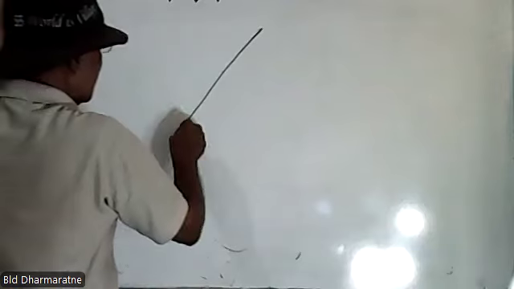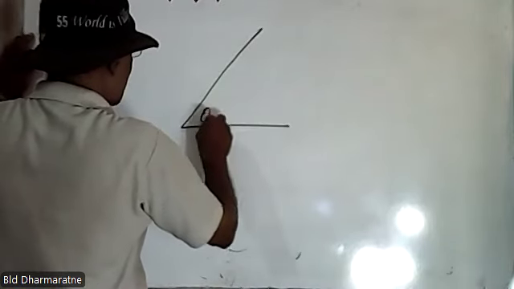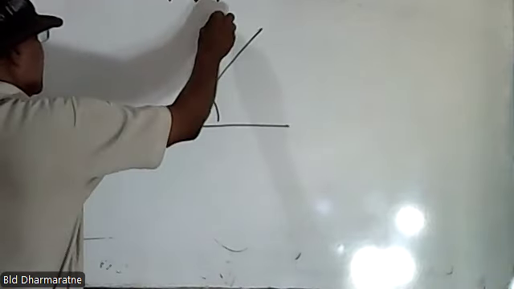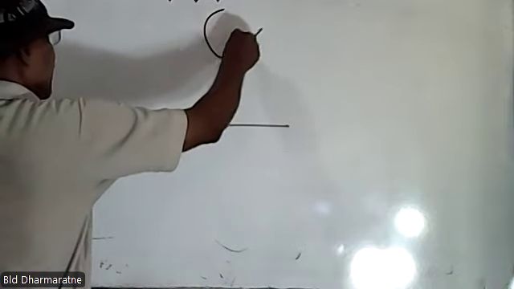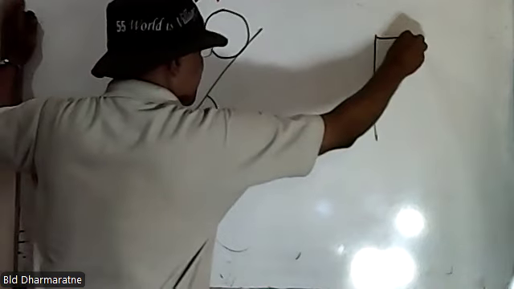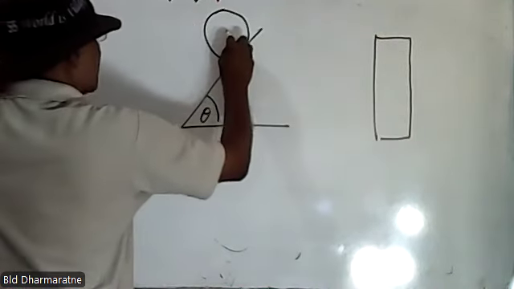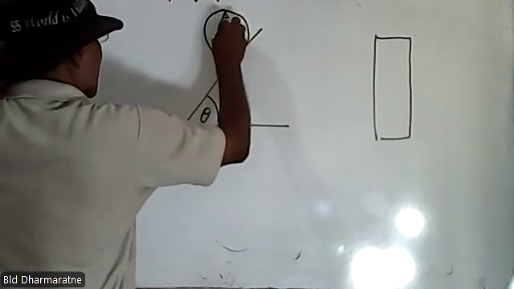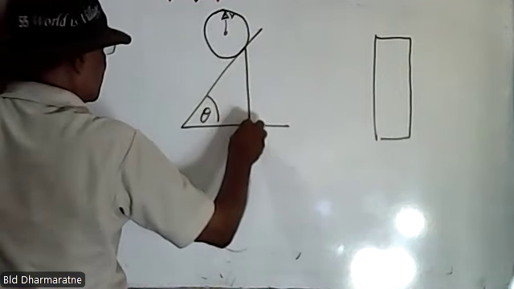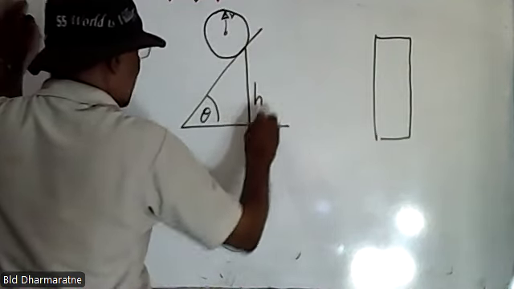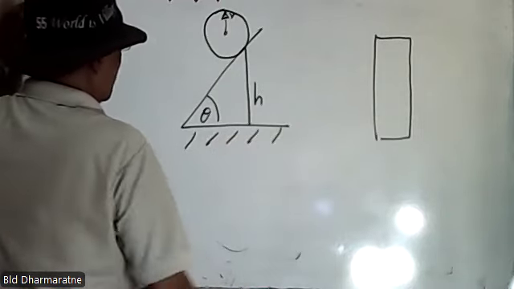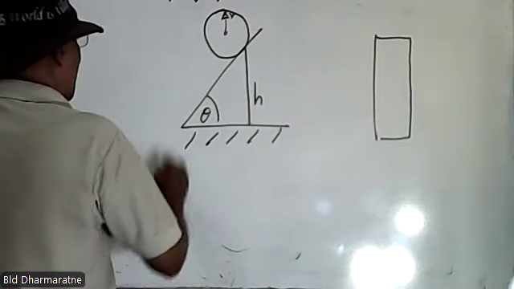This is the inclined plane, right? Angle theta, the inclined plane angle. This is the cylinder cross-sectional area, like this, with radius R. This distance is H, the height. The cylinder will come down to here.